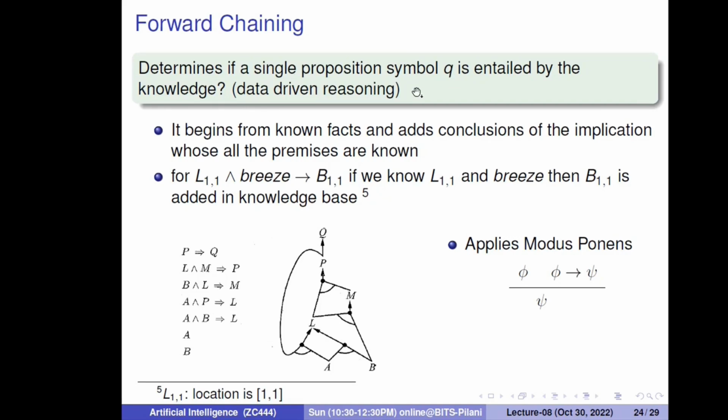Determine if the single propositional symbol Q is entailed by the knowledge base. So let's assume that a few things are given to you, and I want to find out whether something else follows. For example, P implies Q is given to you. So you say that P implies Q.